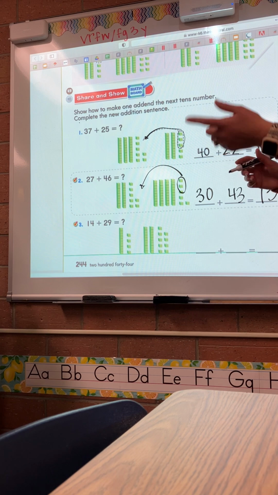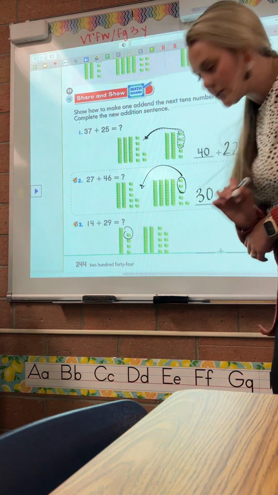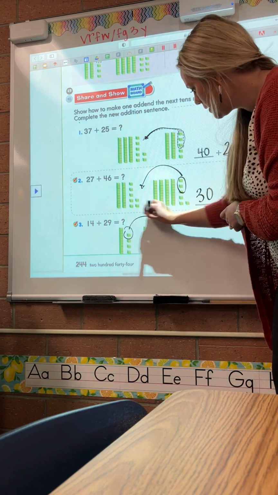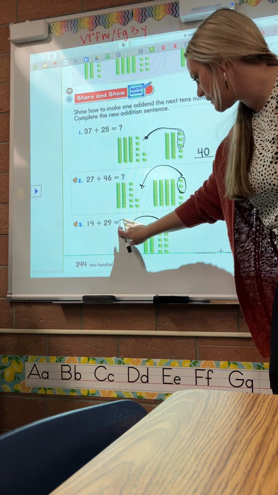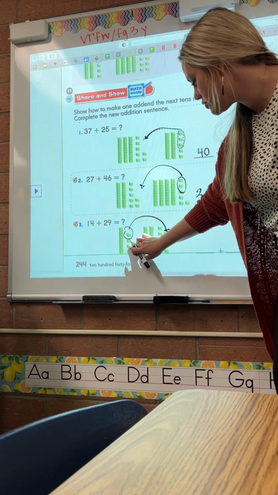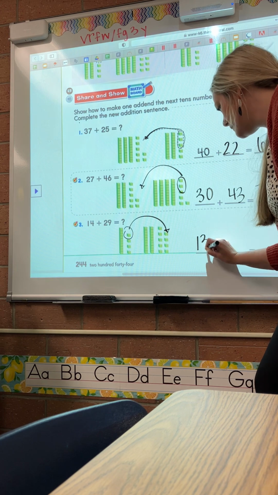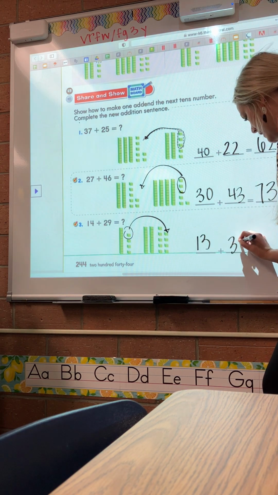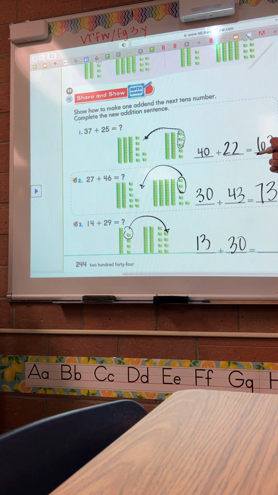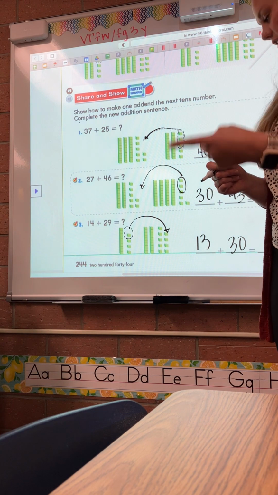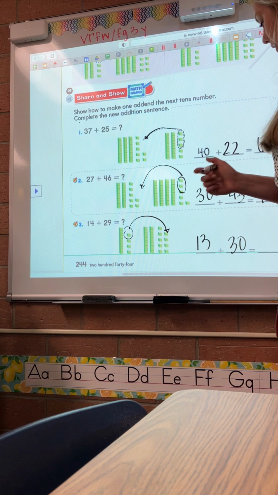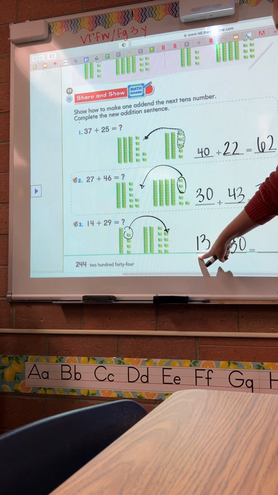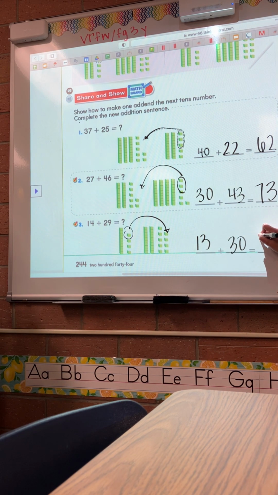14 plus 29. I know 29 only needs 1 more, so I'm going to circle 1 and bring it over here. So I'm going to have 10, 11, 12, 13, plus 10, 20, 30. And I can start at 13 and count up 30. 13, 23, 33, 43. Or I could say 30 plus 10 more is 40, plus 3 more is 43. What do you think? Did we get it right?